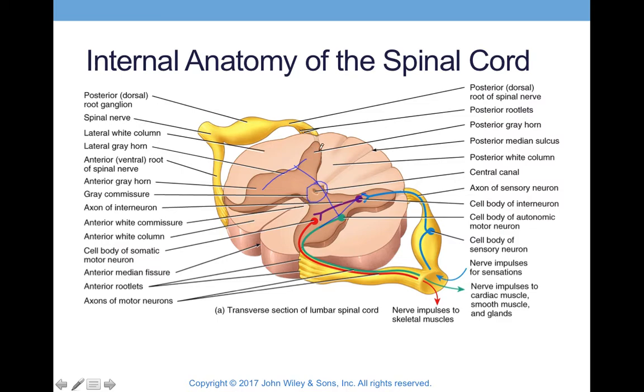The gray matter is divided into horns. And these horns contain cell bodies of neurons. The internal organization of the spinal cord allows for reflexes to be processed and to inform the brain of the results of those reflexes. We will discuss in more detail later in this chapter about reflexes.